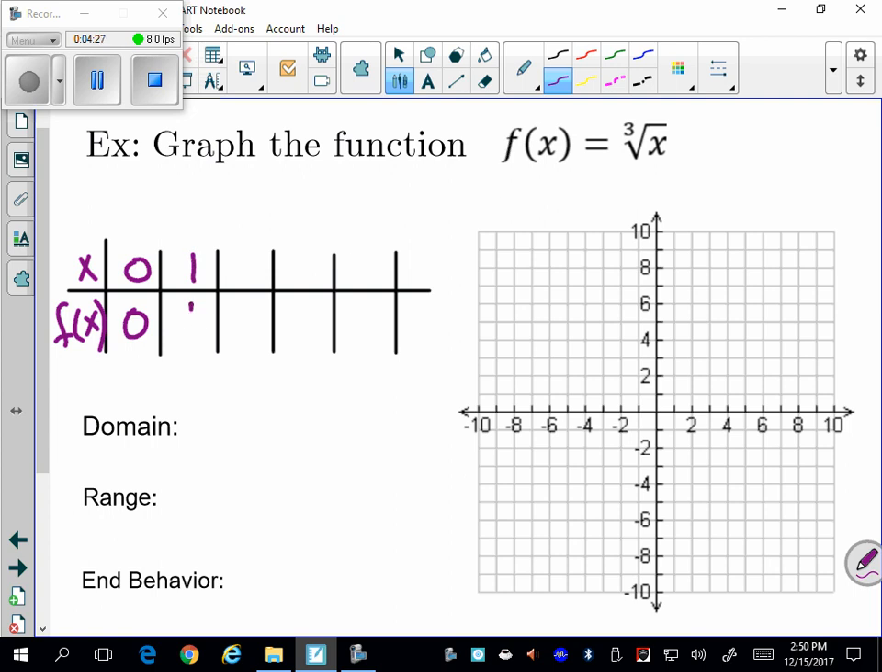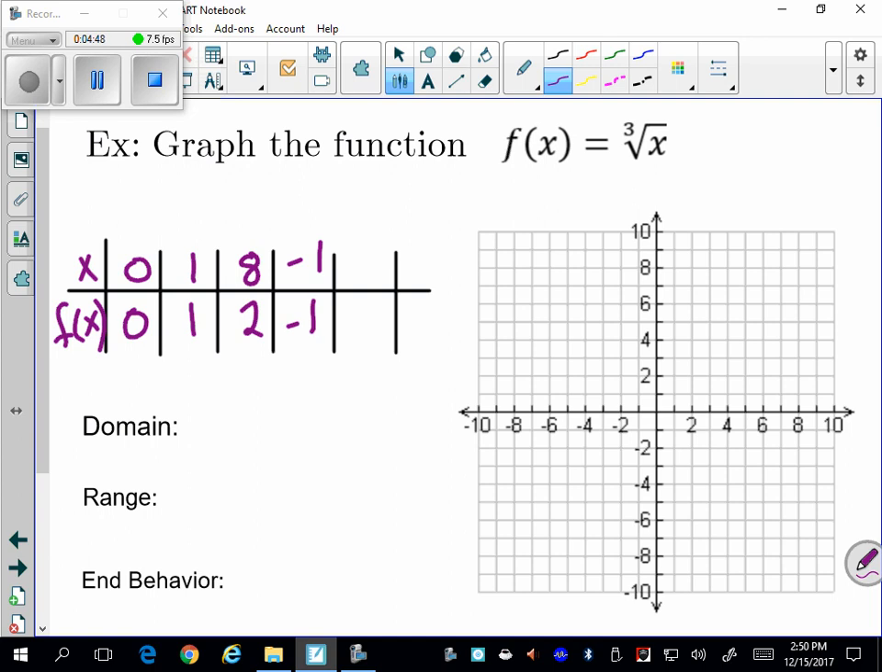Cube root of 1 is 1. If I put 2 in, cube root of 2, I can't do that, not as a rational number. So let's think about some other ones. We have 8. Cube root of 8 is 2. Could we do negatives here? So -1, cube root of -1, that is -1.